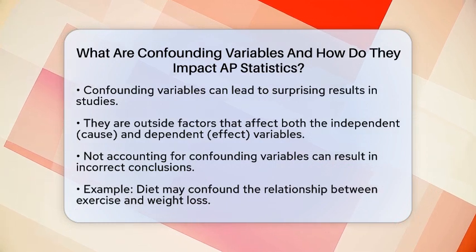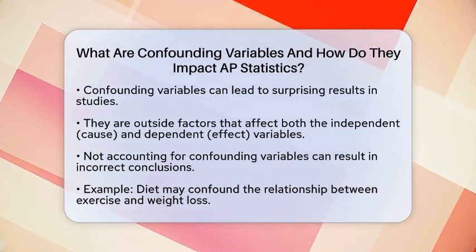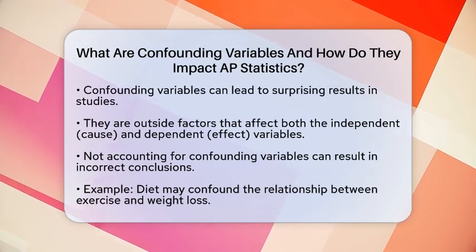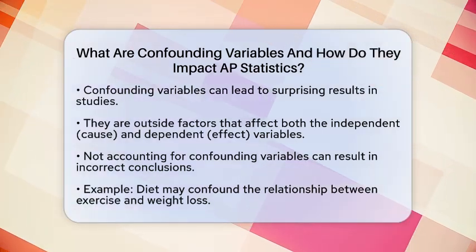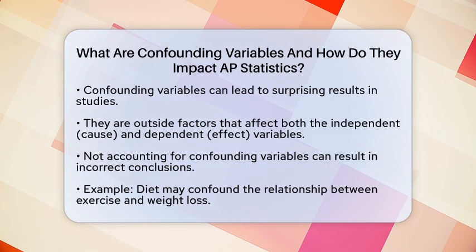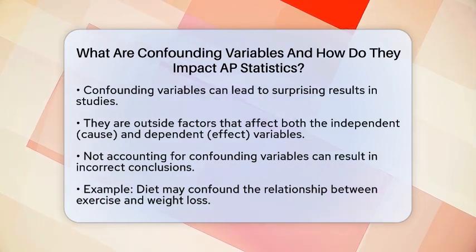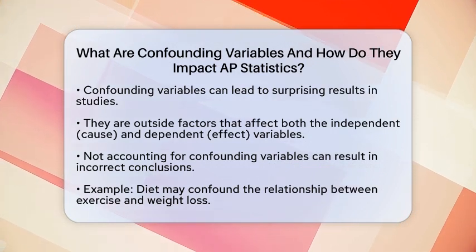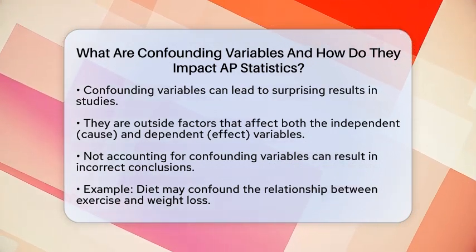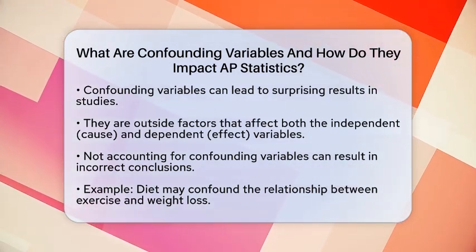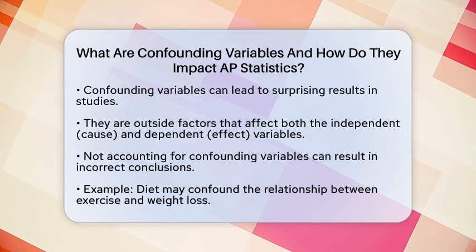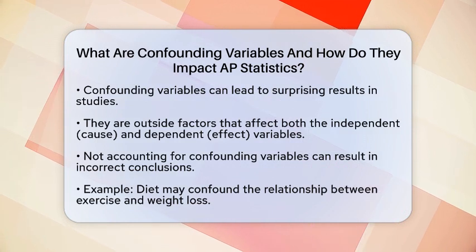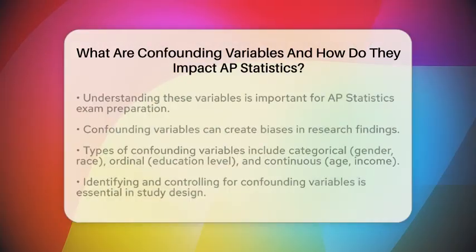A confounding variable is an outside factor that influences both the independent variable, which is the cause, and the dependent variable, which is the effect. This can lead to incorrect conclusions about the relationship between these variables. For example, if you study the effect of exercise on weight loss, but you do not account for diet, you might misinterpret the results. Understanding confounding variables is essential for students preparing for the Advanced Placement Statistics exam.